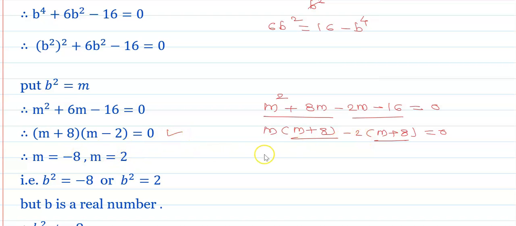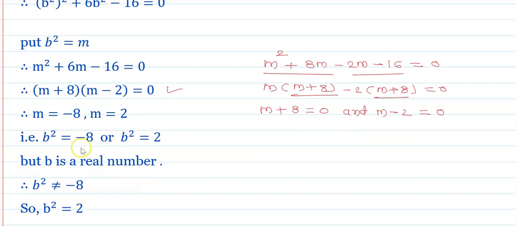M plus 8 is equal to 0, or M minus 2 is equal to 0. Therefore, M is equal to minus 8, or M is equal to 2. But M is equal to B square, so B square is equal to minus 8, or B square is equal to 2.